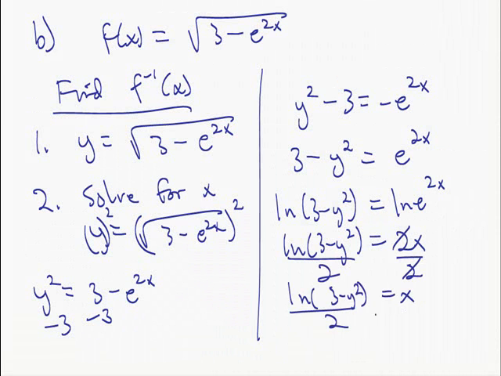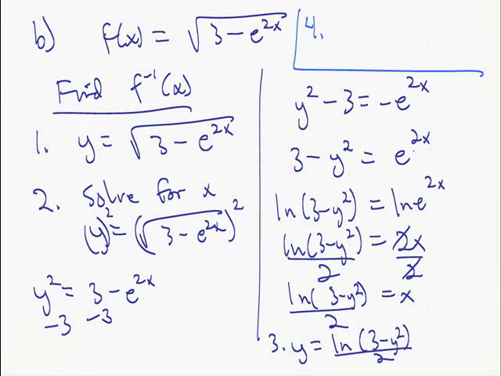Now, our fourth step, actually our third step, is to switch x and y. So y is equal to the natural log of 3 minus y squared, all of that divided by 2. Our fourth step, let me come up here just to keep it on the same page, is to replace y with the function notation. Since our original function was called f, our inverse is called f inverse, and it's the natural log of 3 minus y squared over 2.